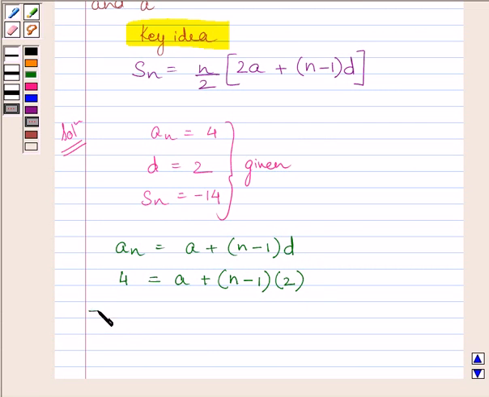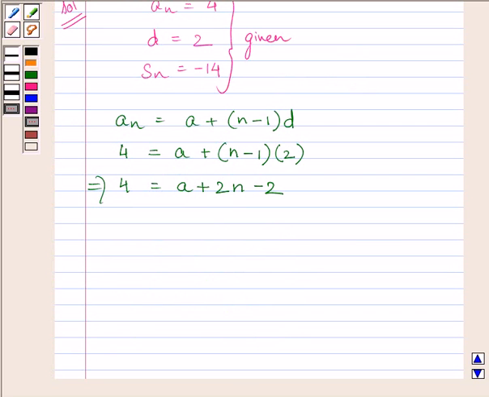Now simplifying, we get 4 is equal to a plus 2n minus 2. Multiplying these two brackets, we get 2n minus 2. Now adding 2 on both the sides, we get 6 is equal to a plus 2n. Now subtracting 2n from both the sides, we get 6 minus 2n is equal to a, or we can write a is equal to 6 minus 2n. Now let us name this expression as 1.